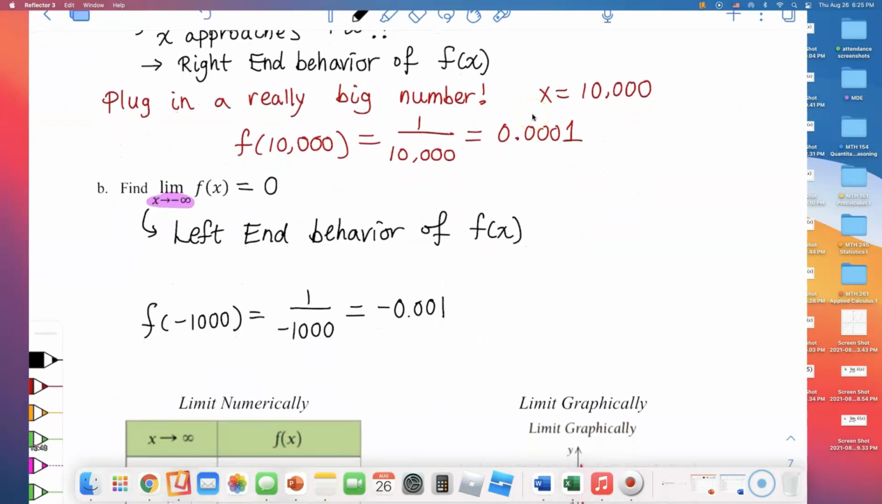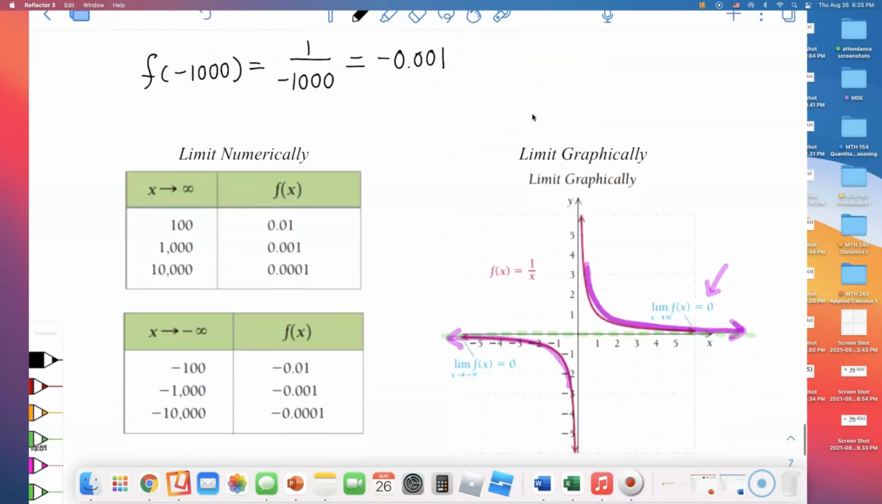So both graphically and numerically, we evaluated where the function is going as x approaches positive infinity. Go from 100 to 1,000 to 10,000. Or as x goes to negative infinity, like negative 100, negative 1,000, and negative 10,000. We notice that both the right end and the left end are approaching the horizontal asymptote of y equals 0. So that was interesting.